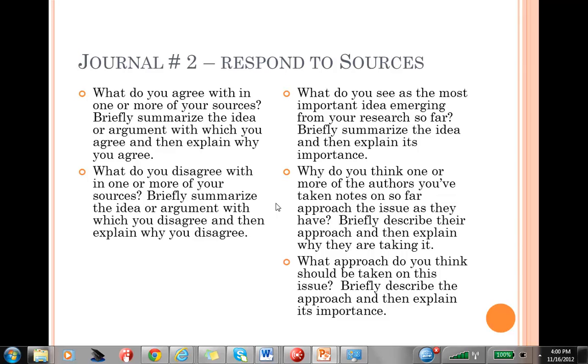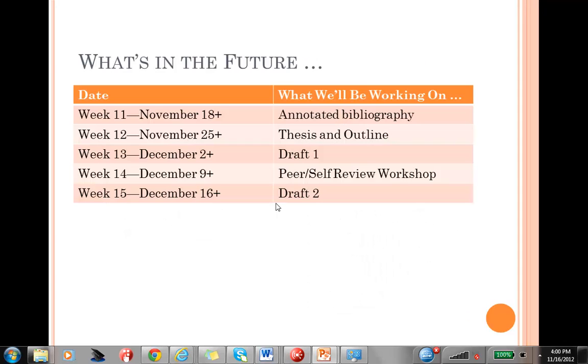What do you see as the most important idea emerging from your research so far? Briefly summarize the idea and then explain its importance. Why do you think one or more of the authors you've taken notes on so far approach the issue as they have? Briefly describe their approach and then explain why they are taking it. Finally, what approach do you think should be taken on this issue? Briefly describe the approach and then explain its importance.